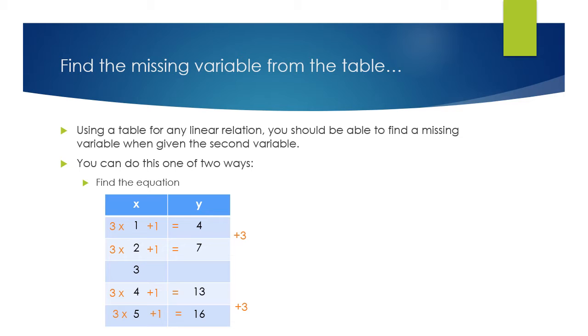Then we would multiply that by the independent variable and figure out what we need to add. So in this case, it's adding 1. So 3 times 1 plus 1 would give us 4. 3 times 2 is 6, plus 1 would give us 7. We skip that third row because we're missing information. 3 times 4 is 12, plus 1 gives us 13, and 3 times 5 is 15, plus 1 gives us 16. So that tells us our equation is going to be y equals 3x plus 1.